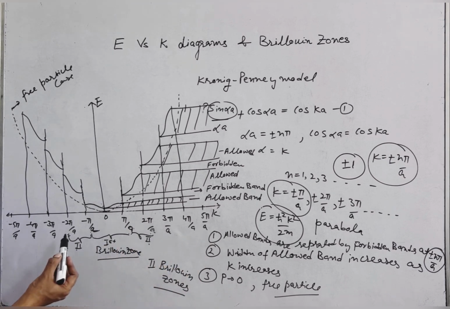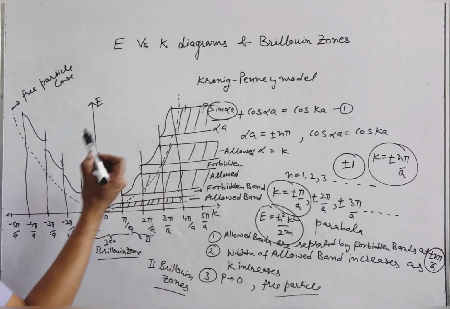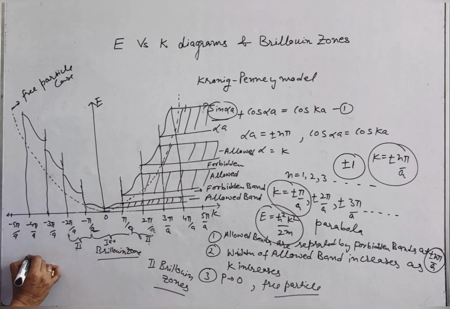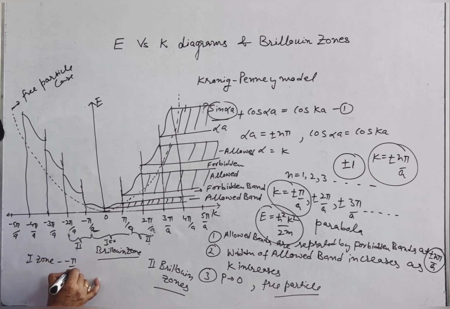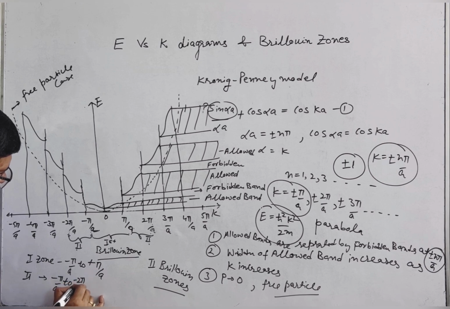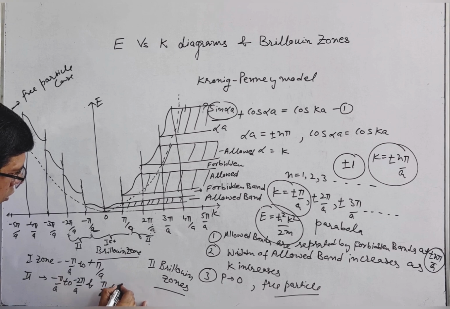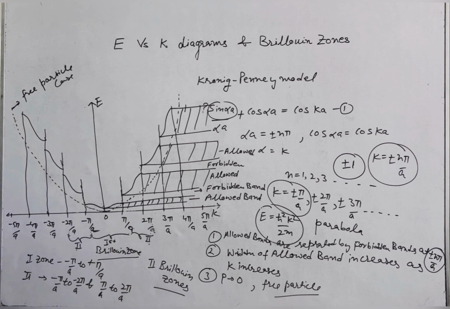Third Brillouin zone will exist between minus 2 pi by a to minus 3 pi by a and plus 2 pi by a to 3 pi by a. So the first Brillouin zone is minus pi by a to plus pi by a. Second, minus pi by a to minus 2 pi by a and pi by a to 2 pi by a. And similarly the third Brillouin zone and so on.